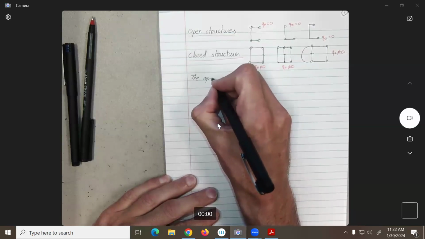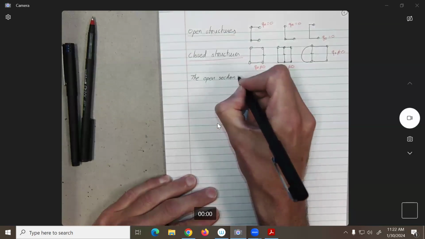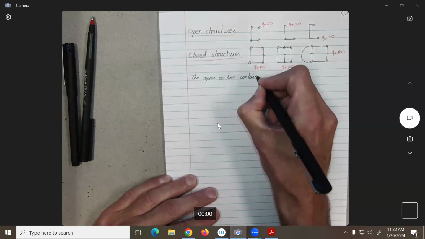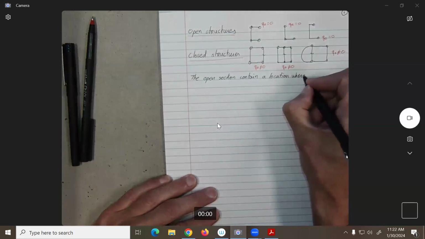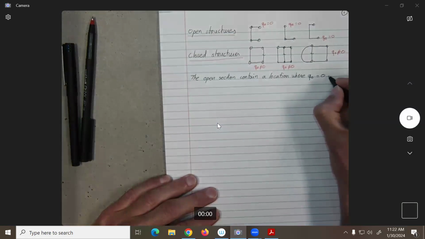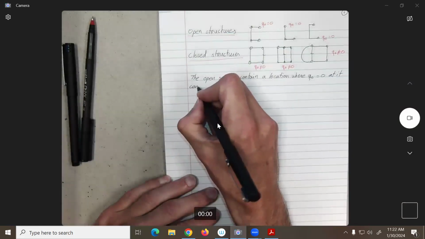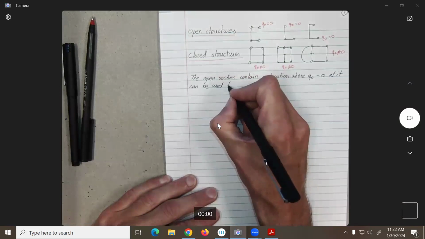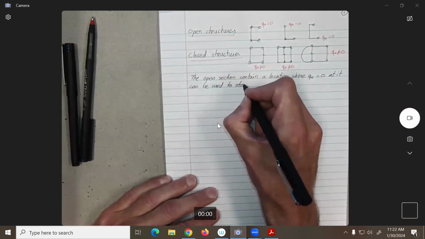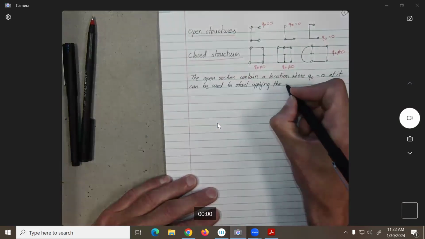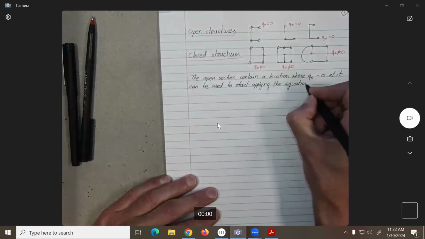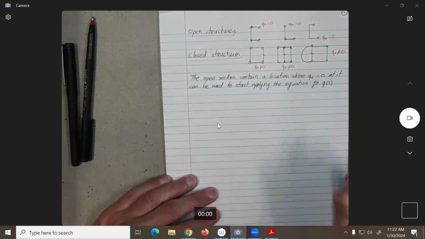So the open sections contain a location where Q naught equal to 0, and it can be used to start applying the equation for Q of S.